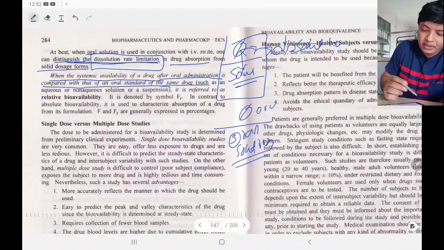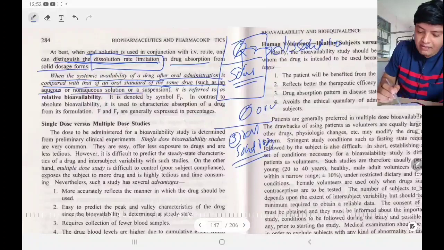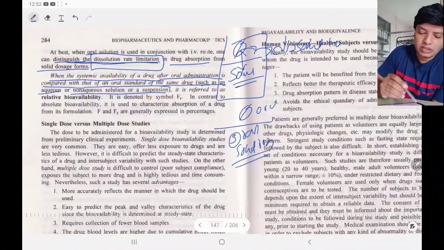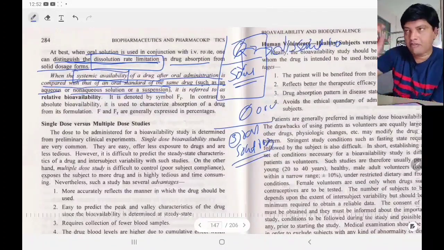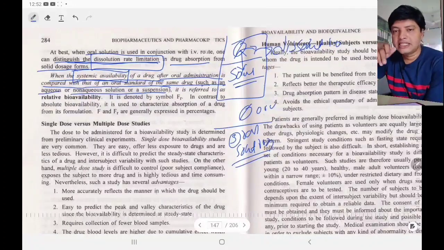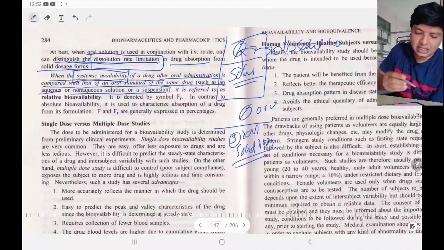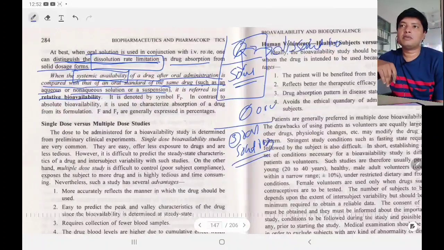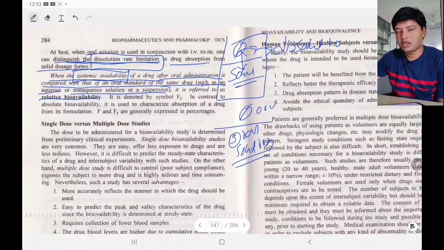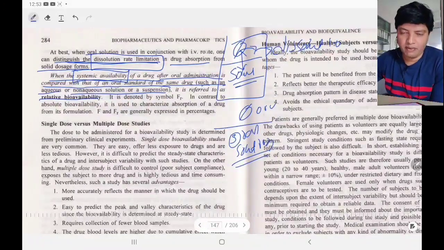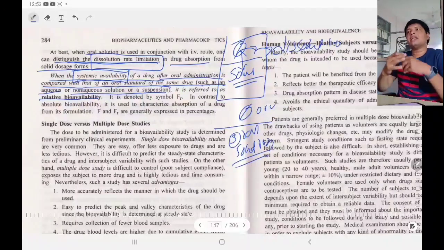See here, such as aqueous or non-aqueous solution or suspension. When you compare the systemic availability of a drug from a solid dosage form and the same drug from a solution or suspension or something that is in liquid form, this type of study design we call relative bioavailability. What is relative? You are relating. What is the amount of drug absorbed when you give the drug in solid dosage form to what is the amount of drug absorbed when I give the drug in liquid dosage form. Because you are relating them, we call it relative bioavailability.